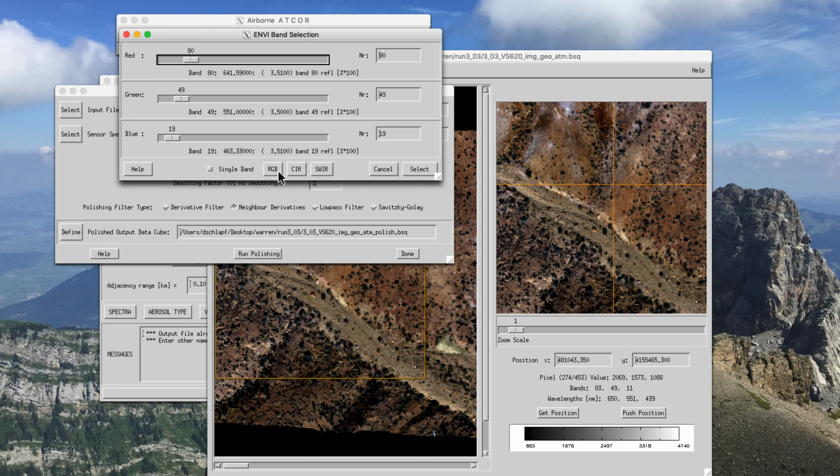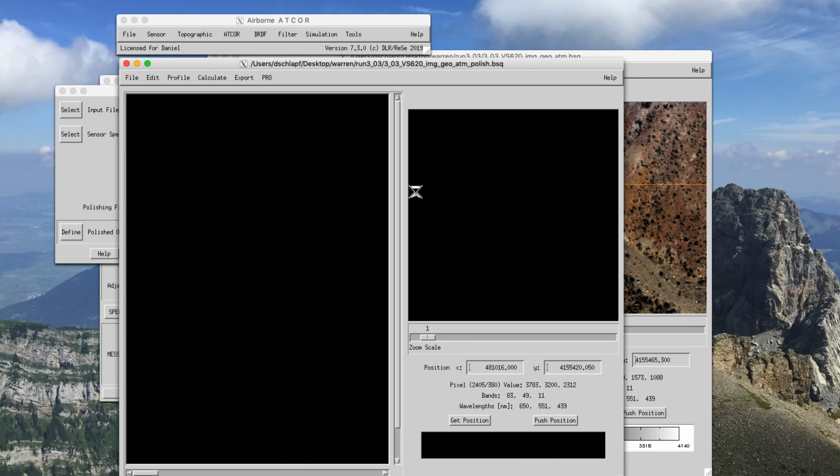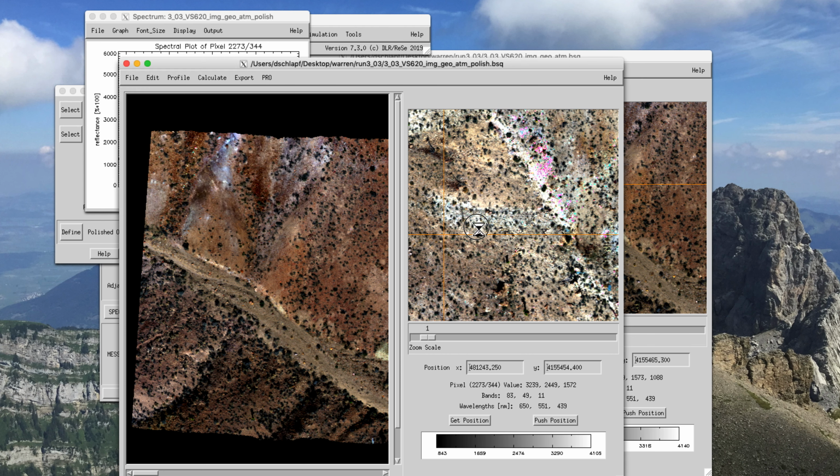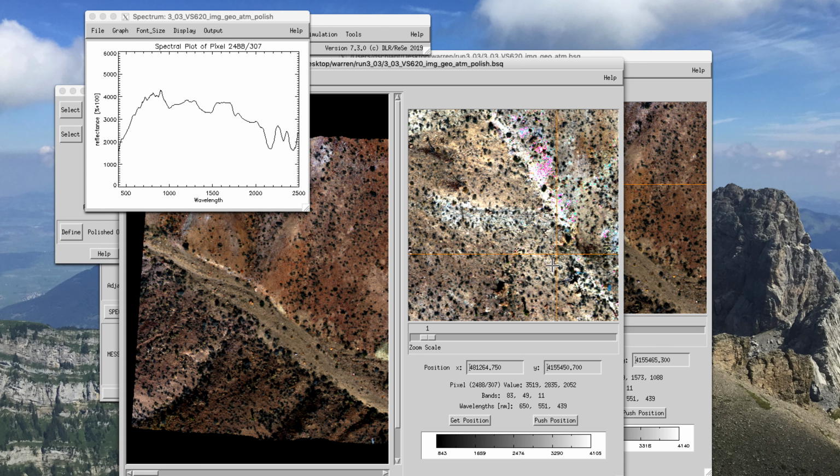Here it is, and well, we get spectra which are smoother than before. We may have some information loss in the shortwave infrared, so that's something to be analyzed if this was too much polishing. But spectra look more or less nice.